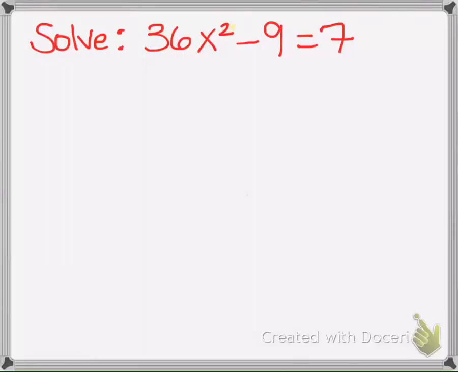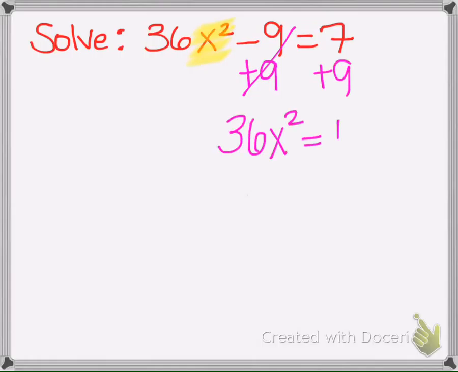Okay, so the first thing I noticed with this equation is there's only one term that has a variable. So when there's only one term that has a variable, I can just isolate the variable and solve the equation that way. So that's one way to solve this. So I need to get this x squared by itself, so we divide by 36.